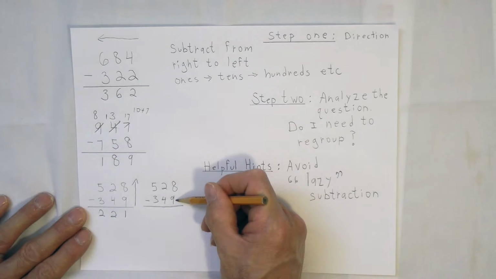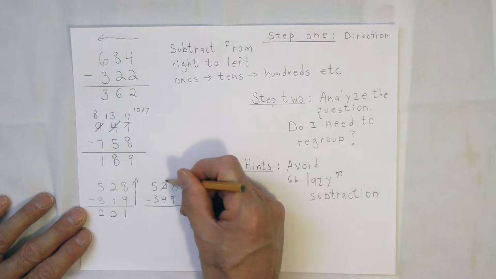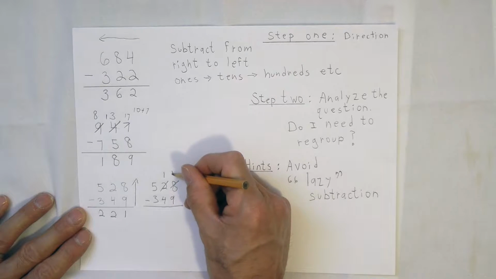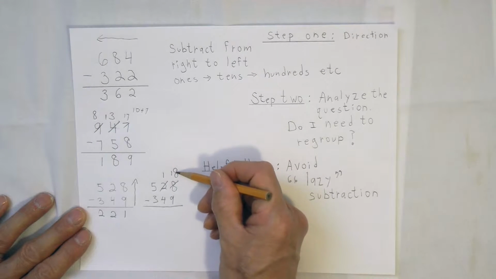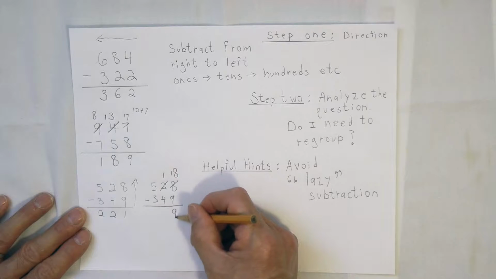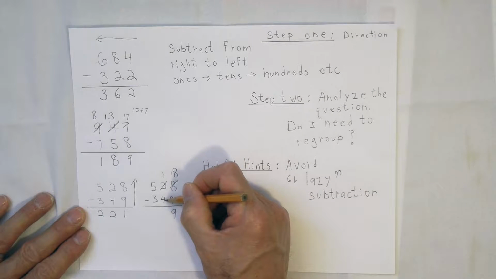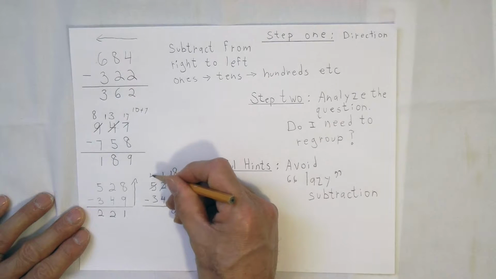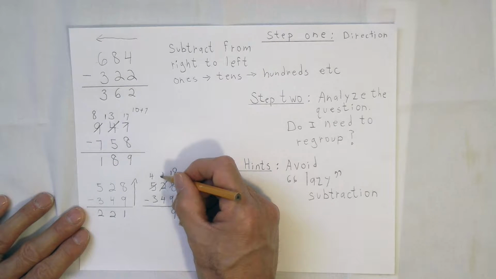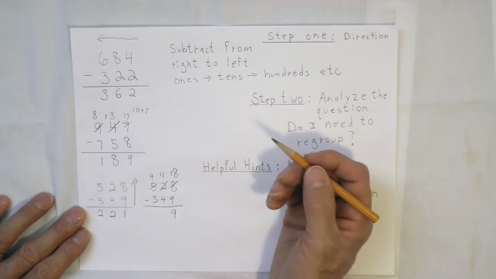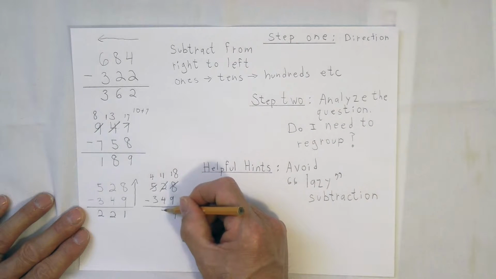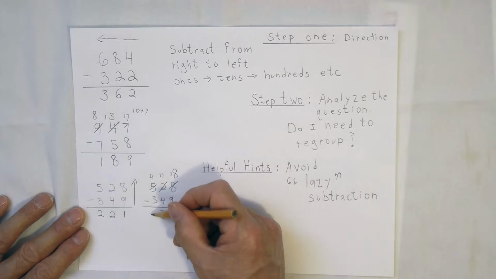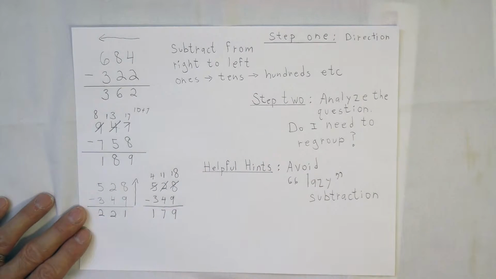8 ones can't take away 9 ones, so we get help from next door. 8 plus 10 is 18. Now we can subtract. 18 minus 9 is 9. 1 ten can't take away 4 tens, so we get help from the hundreds column. 5 becomes a 4. Send 10 next door. 1 plus the 10 it receives is 11. 11 minus 4 is 7. Finally subtract in the hundreds and we're done. 4 minus 3 is 1.